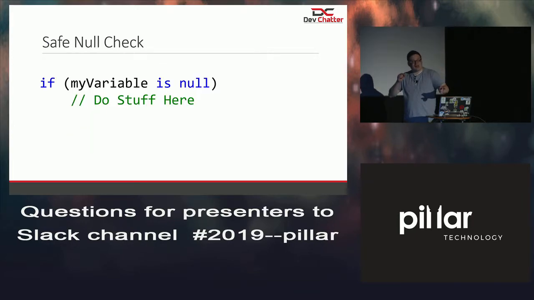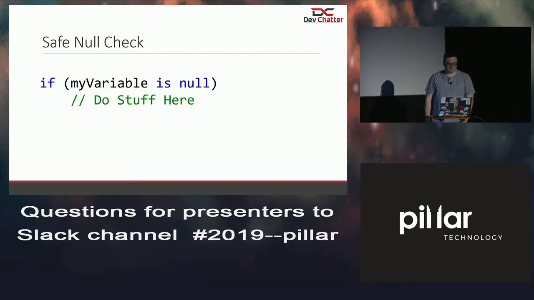And I told you that I was going to tell you one last thing about the is expression before we moved on. I refer to this as a safe null check. So if my variable is null, anybody know why this is safer than saying equals null? Any takers? Guess it's too early in the morning.